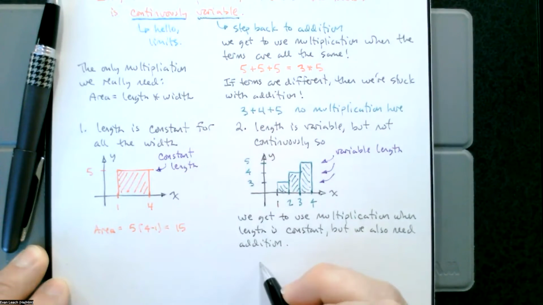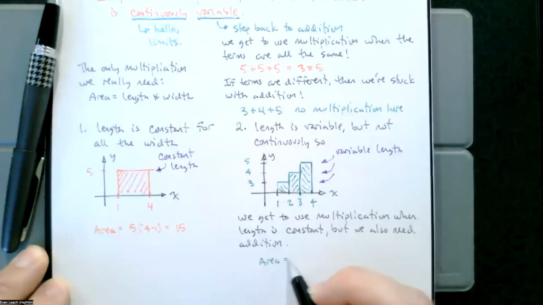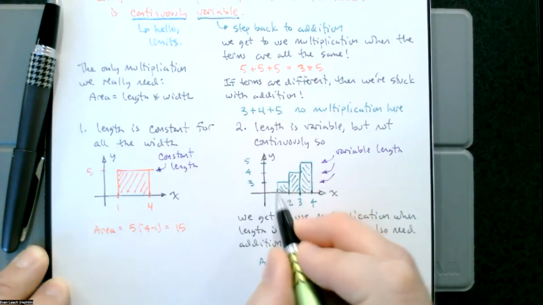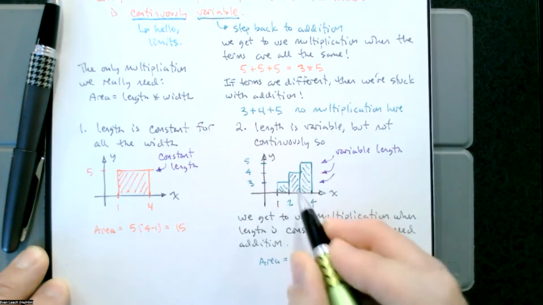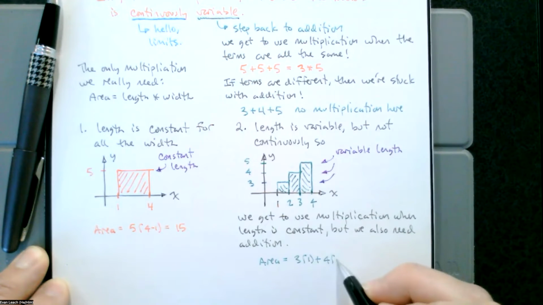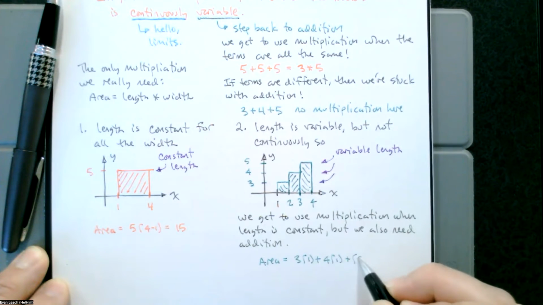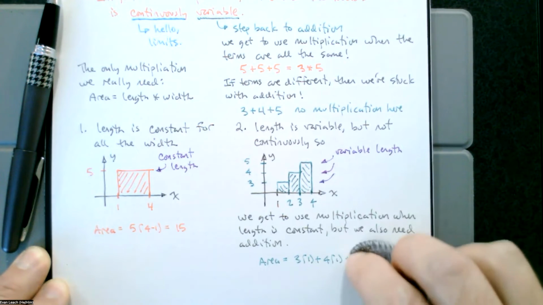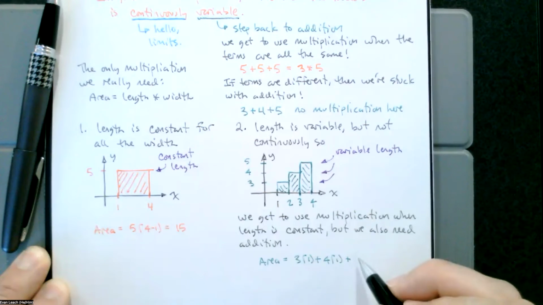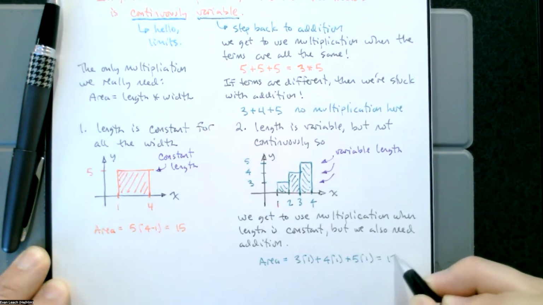So our area is this first box, 3 times 1. The second box is a 4 times 1. And the third box is a 5 times 1. Three instances of length times width.